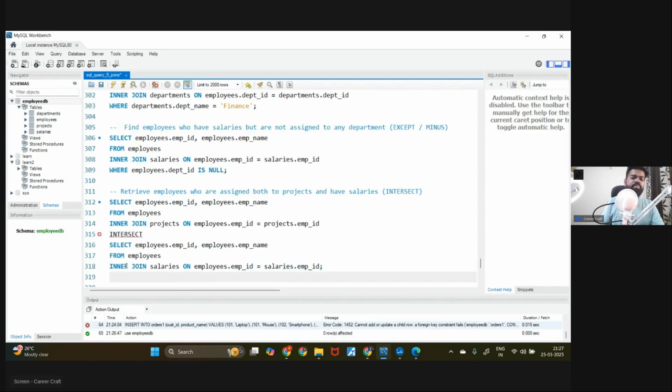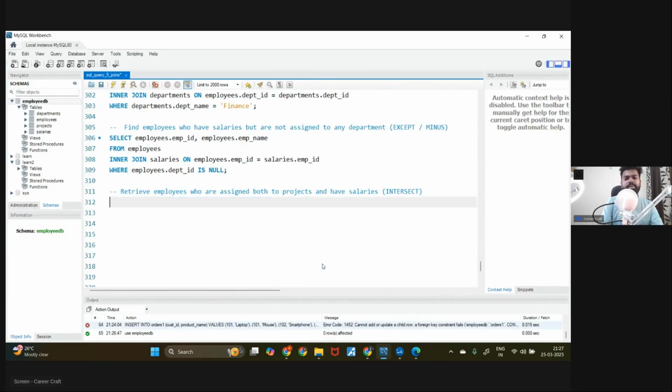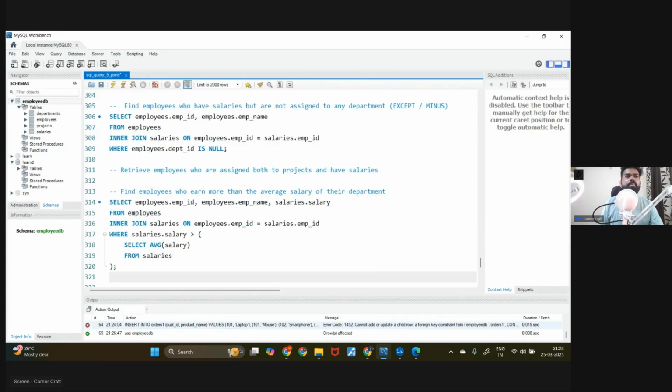This is based on multiple joins. Why is this wrong? Maybe just ignore this query. You can just try it on your own. Please try it out. Find employees with more than average salary. We have already seen this type of question, but I will put it again like this, and the solution to this. Please try it out.